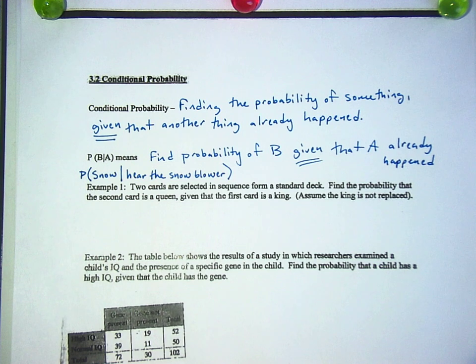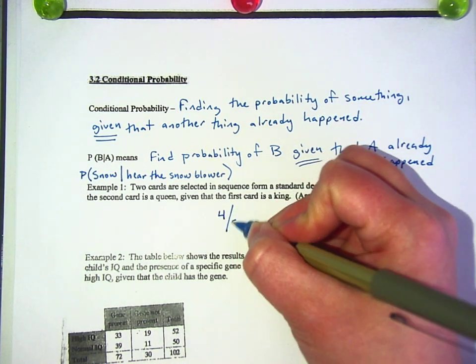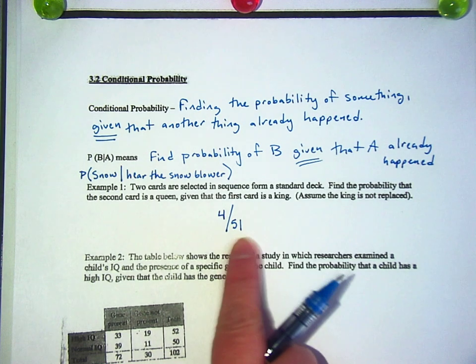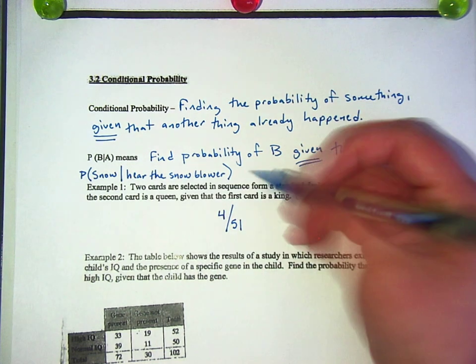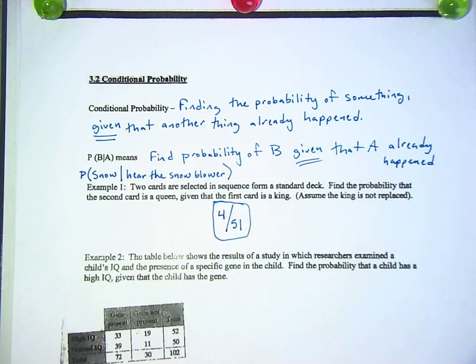Colin? Yes. How many queens are in the deck? 4 out of how many cards are in the deck? 51, because I threw that one card away. So this is the conditional part, that 51 is the conditional part. Do you feel like you guys understand?